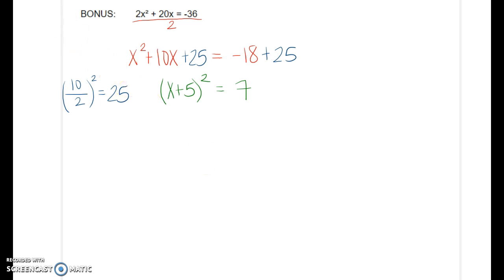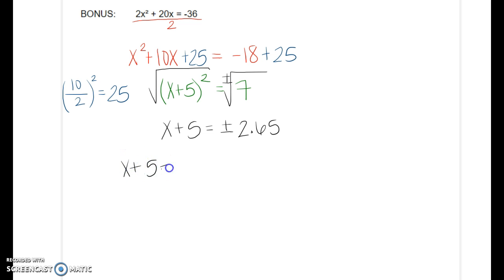And now we solve by square roots. So you can take both the positive and negative square root of both sides. So you get x plus 5 equals both positive and negative, what is that, 2.65. So we set up two equations. X plus 5 equals positive 2.65. X plus 5 equals negative 2.65.